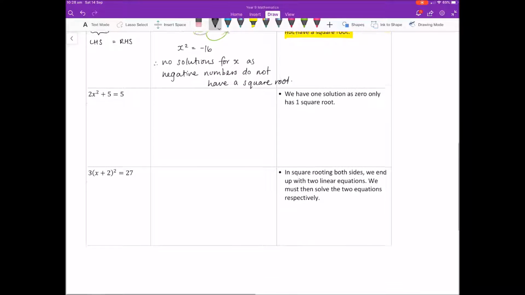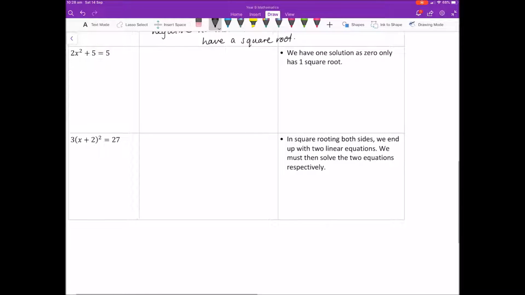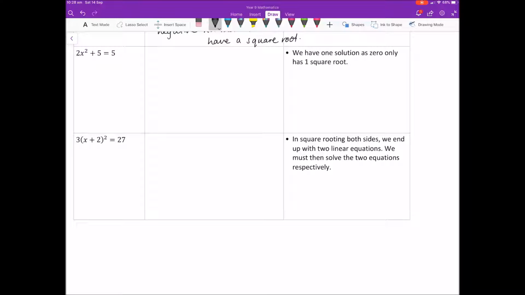Alright, then we move on to the next example. So we're given the expression 2x to the power of 2 plus 5 equals 5. Again, remembering that we want left-hand side to equal our right-hand side. So I'm just going to rewrite this out again. My first action is going to be to take this positive 5 over to the right-hand side, making it negative 5. So I'll be left with 2x squared equals 0.